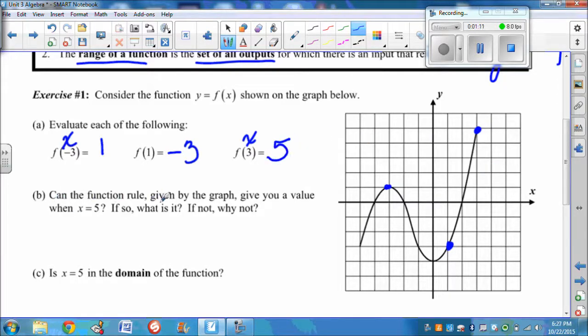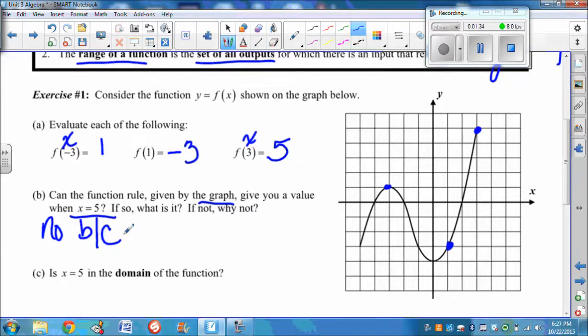It says, can this function rule given by this graph give you a value when x is 5? 1, 2, 3, 4, 5. Out here, does it touch the graph at all? It does not. So if not, why not? And we would say no.